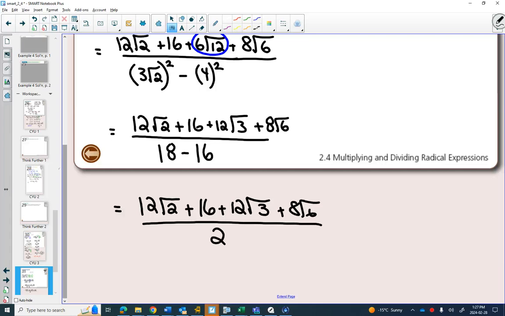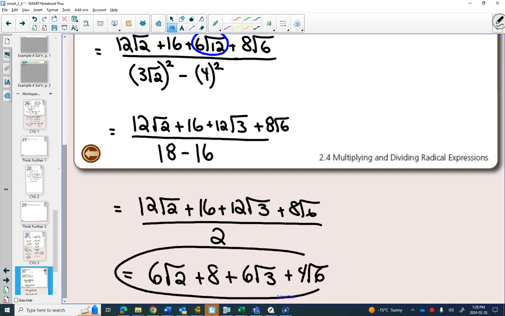Yes. What's half of 12? 6. What's half of 16? Can you do half of this 12? Yes. Can you do half of that 8? Yes. So we get half of 12, 6 root 2. Half of 16, 8. Half of that 12, 6 root 3. And half of this one, 4 root 6. Whew. This is completely simplified.